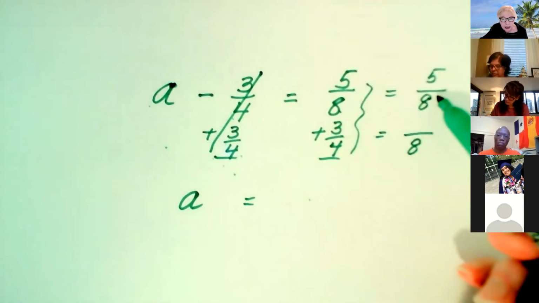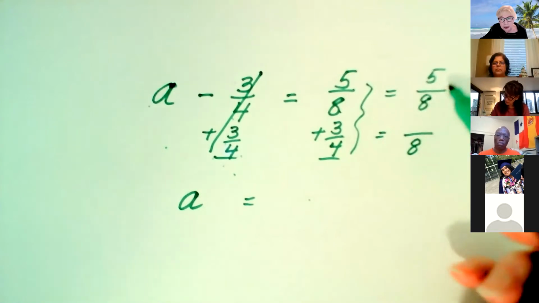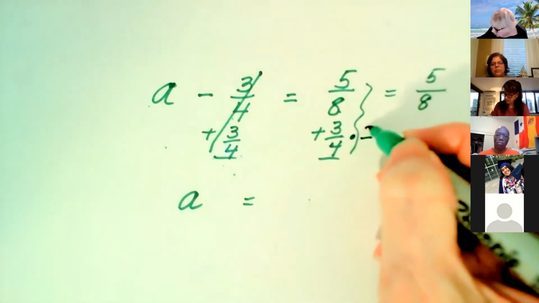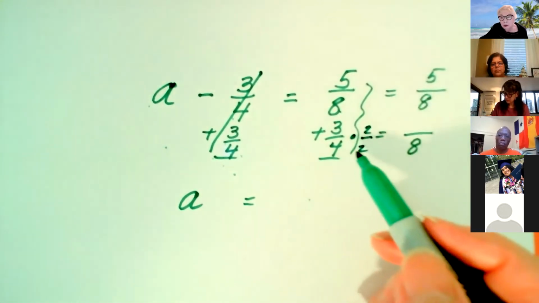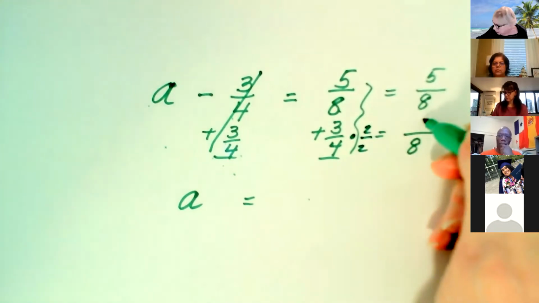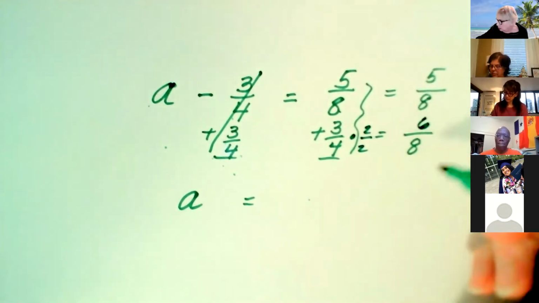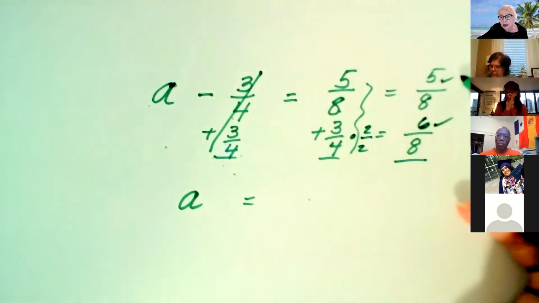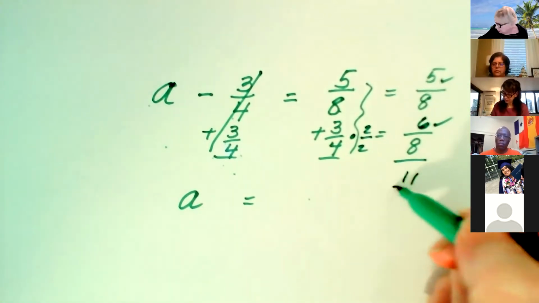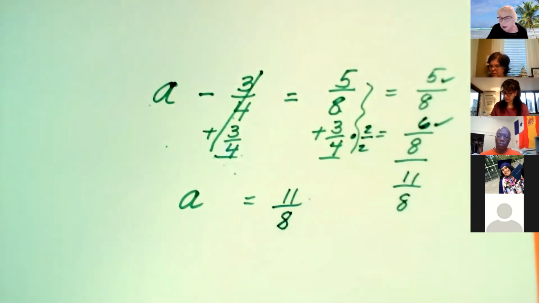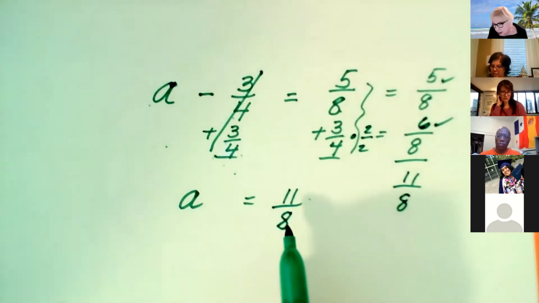So this one just needs to be copied. It was perfectly good in 5/8. This one needs to be doubled. So 4 times 2 is 8, and 3 times 2 is 6. So if I put those together, I could add the numerators. 5 and 6 would be 11 over 8. Now, as far as I'm concerned, knowing the way they do things in algebra, this would be acceptable.